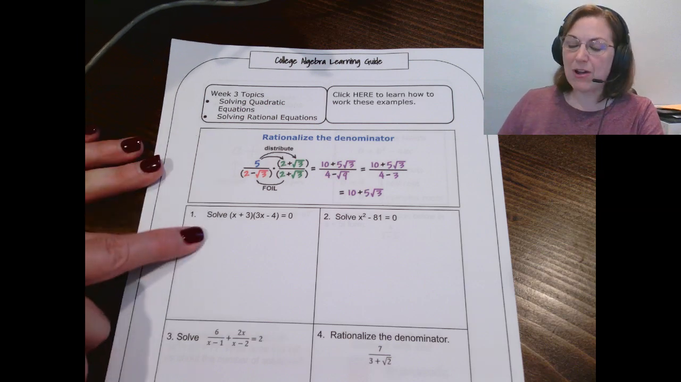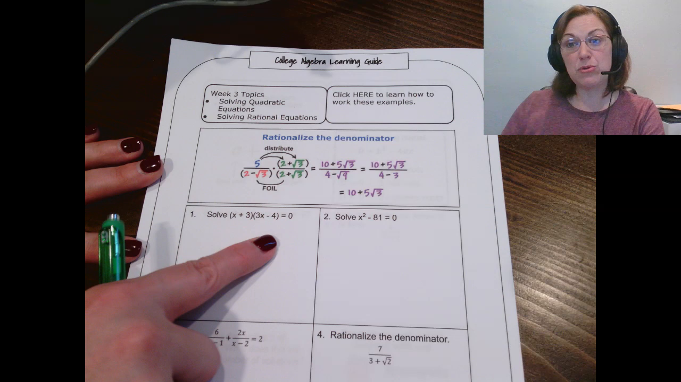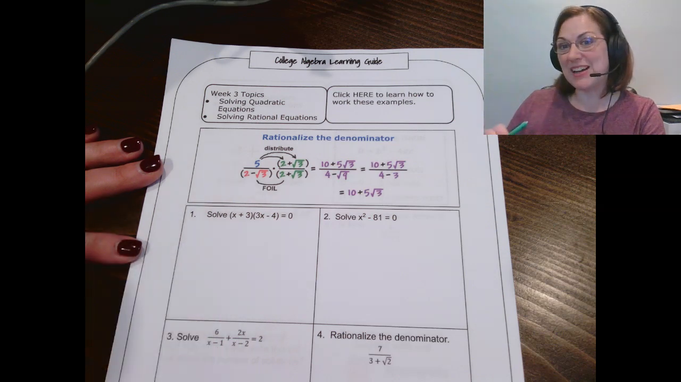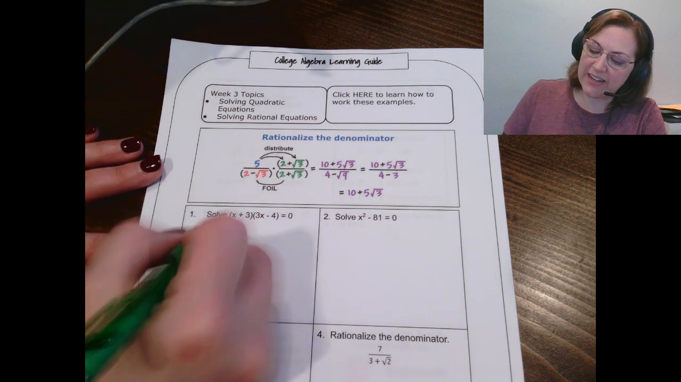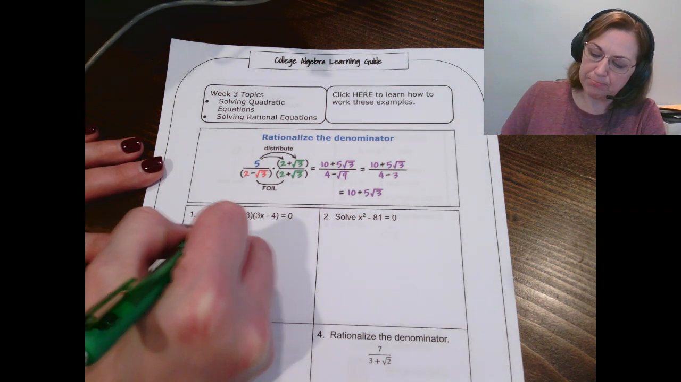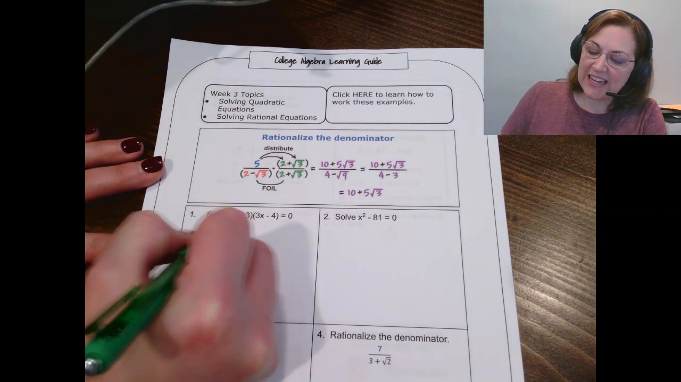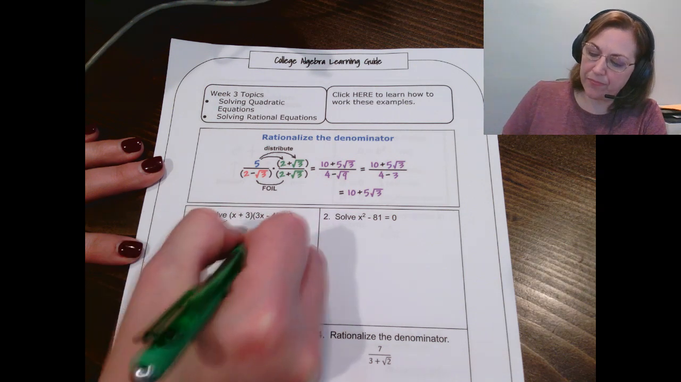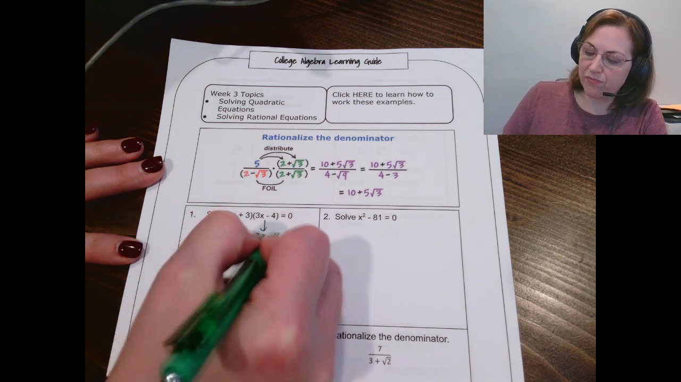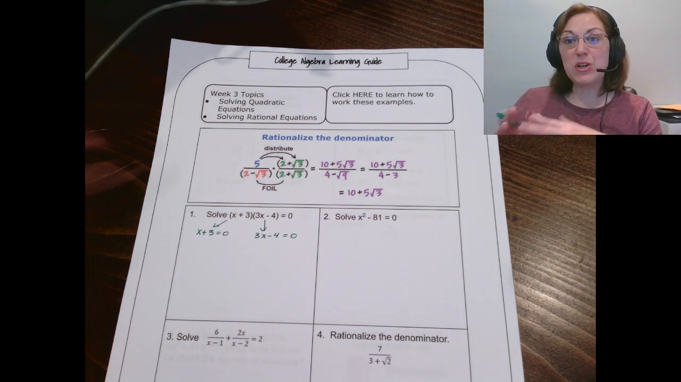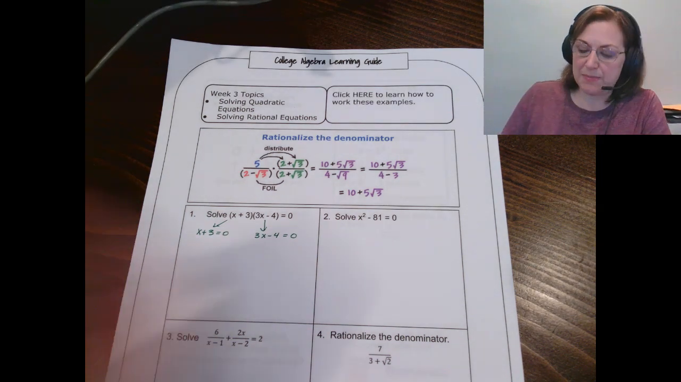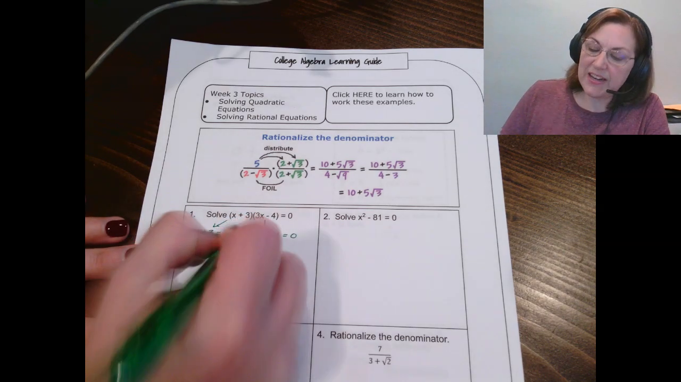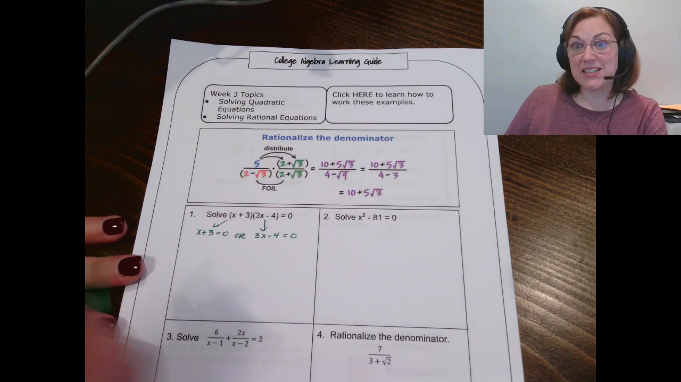So we look at problem number 1 and we see we have 2 parentheses that are being multiplied together to give me 0. When that happens, we know that we can take each parentheses and set it equal to 0, because in order for them to multiply to give me 0, one of them has to be 0. Now we get to solve each of the equations separately.